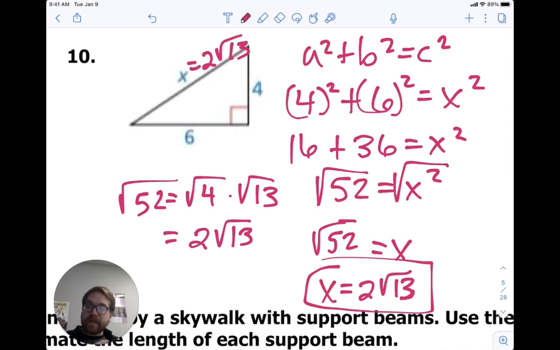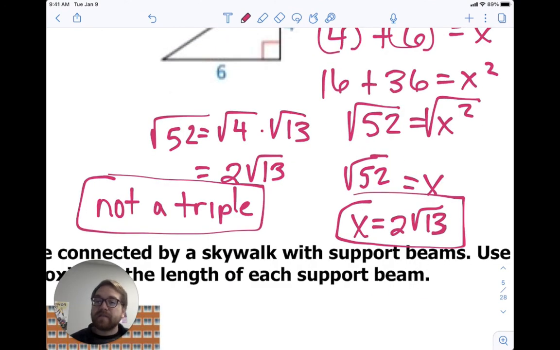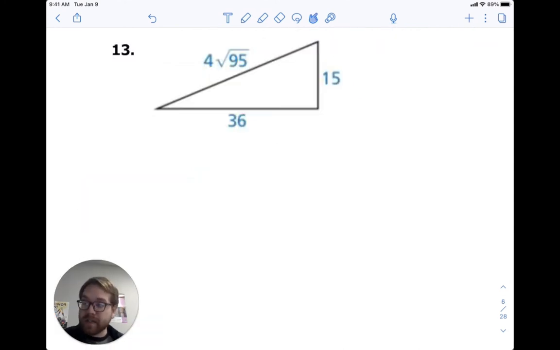Now, is this a Pythagorean triple? Well, if you remember from the first one, 5, 12, 13, those were all whole numbers, so that means it was a triple. But since our hypotenuse is not a whole number, that's 2 times the square root of 13, then this is not a triple. So we have found our triangle here, the hypotenuse to be 2 times square root of 13, and that is not going to be a Pythagorean triple.